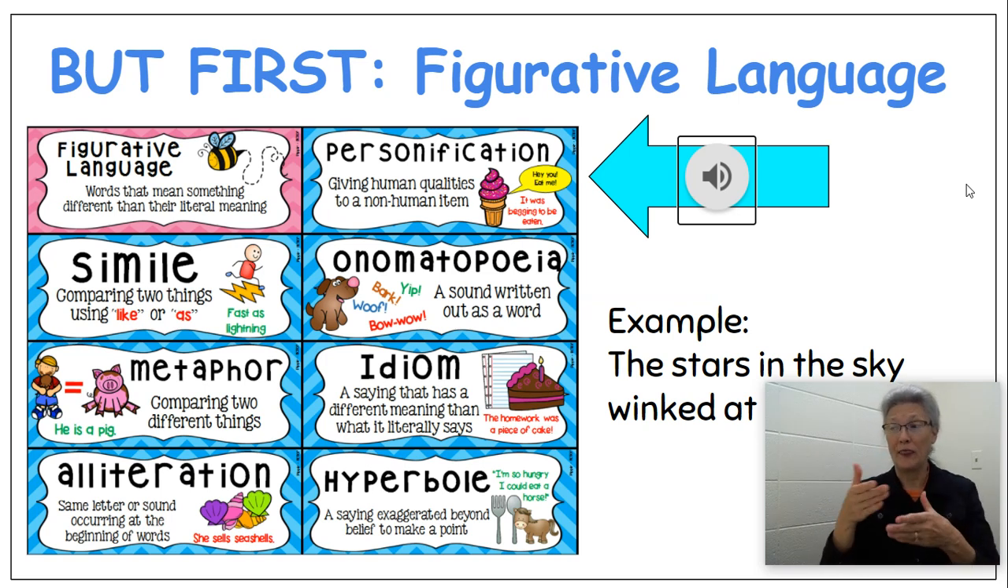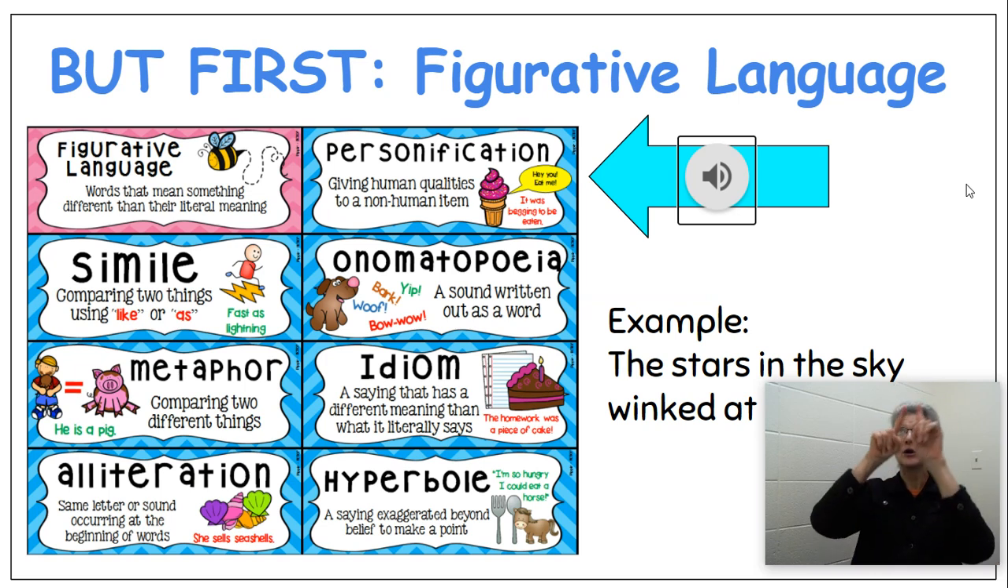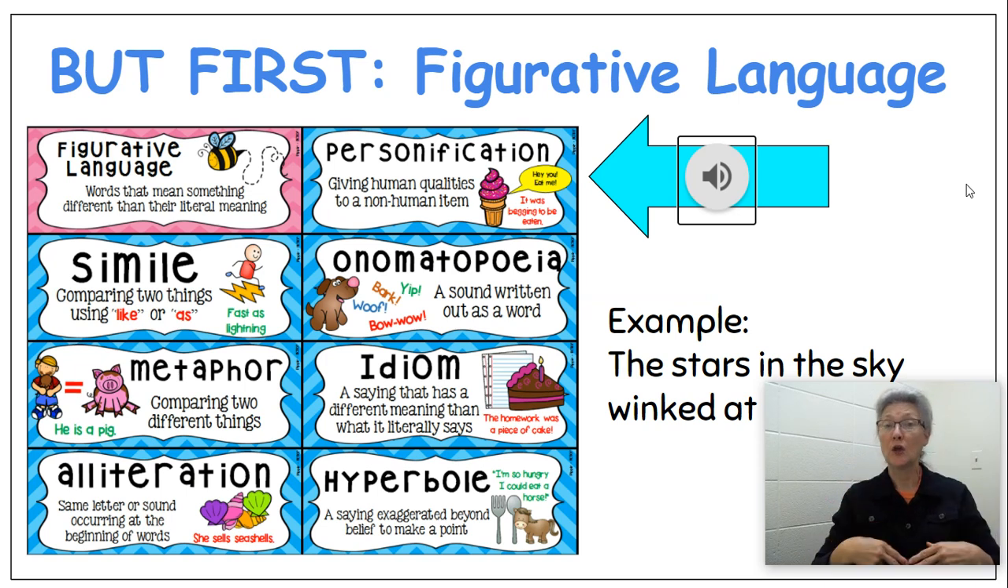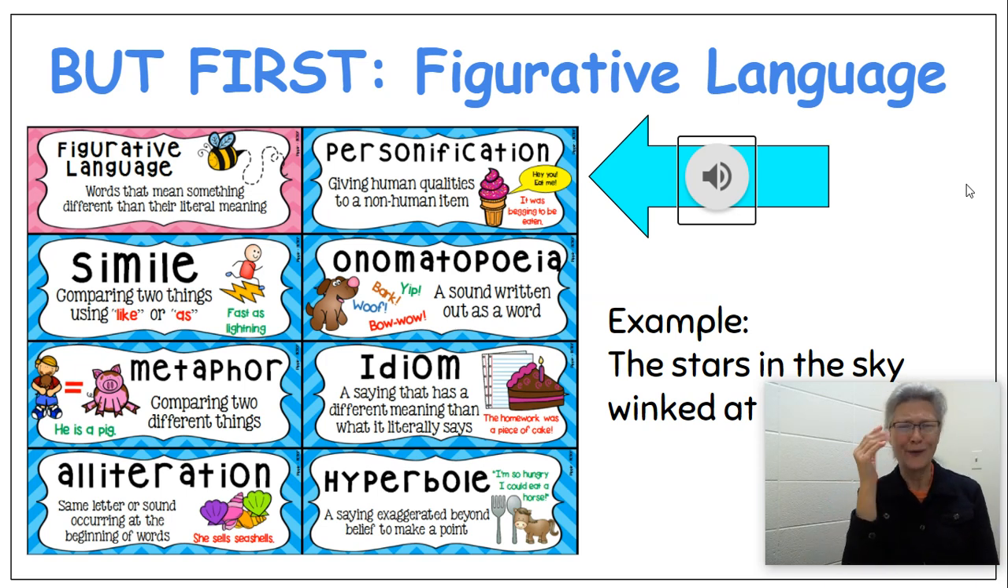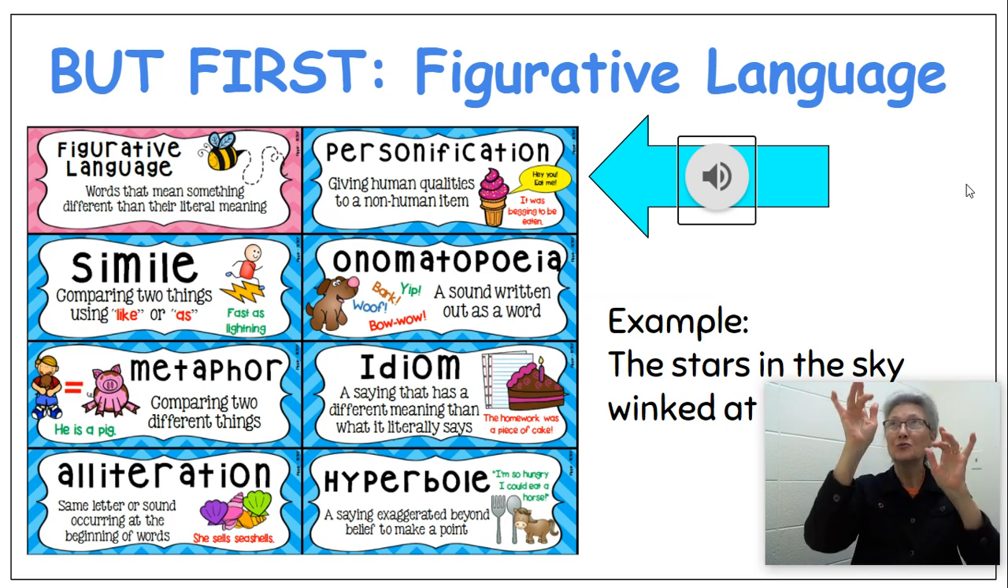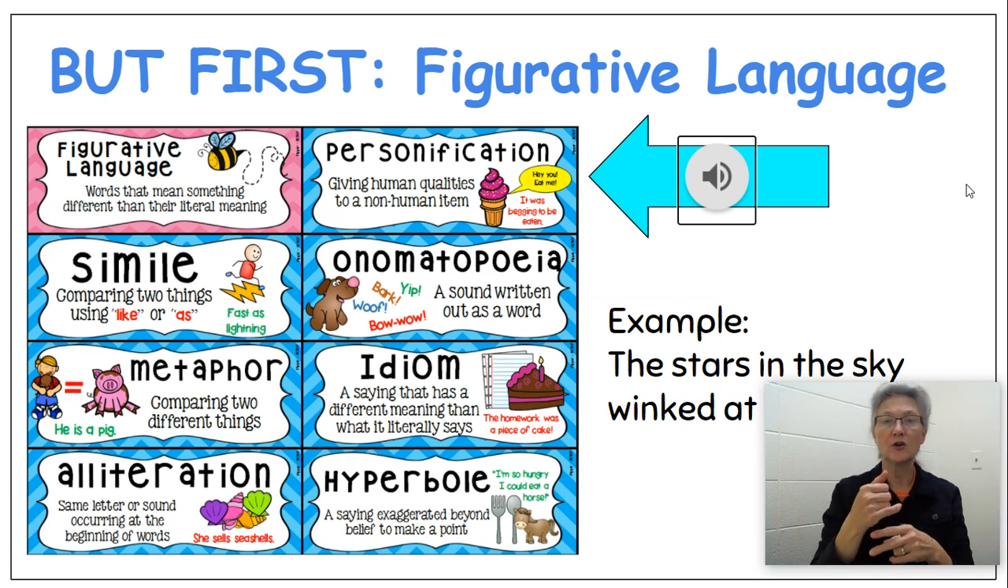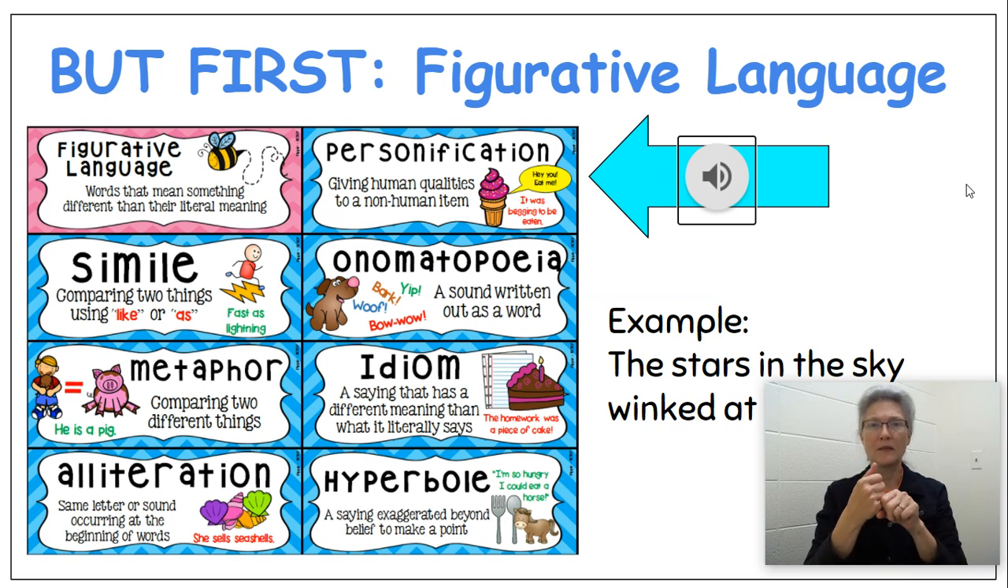If you look at my example, I wrote, "The stars in the sky winked at me." In this case, the non-human item are the stars. And the human trait that was given to them is the fact that they winked, because we know that stars literally can't wink. However, this creates a picture in my head that the author is trying to describe twinkling. So this is just a nice, fun way that authors use figurative language to help us again create that picture in our head. Keep this figurative language in mind as we look at today's lesson.